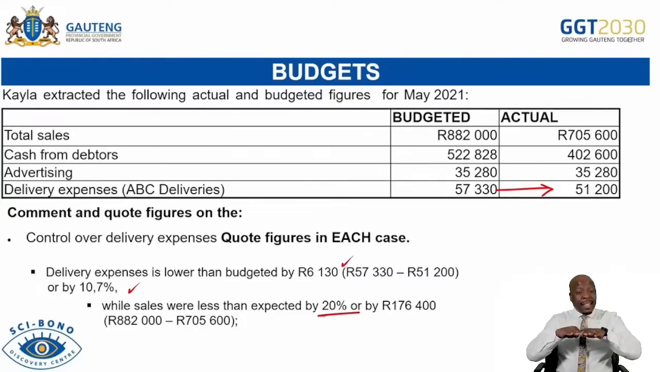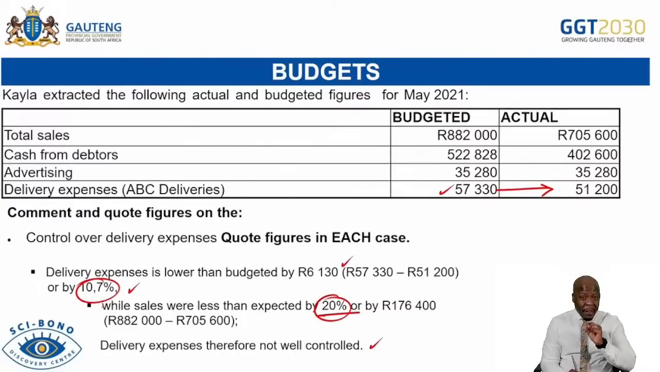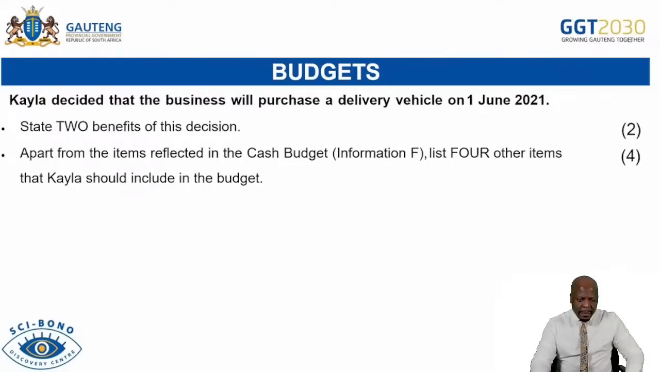So you can see here that there is no control of the delivery expenses because they only decreased by 10%, yet our sales had a big decrease of 20%. So we can say delivery expenses are therefore not well controlled. When you look at the rand value, it will not give you a clear picture. Learn to calculate these percentages. Very, very important. Okay. And then these are questions now that the examiner can ask.